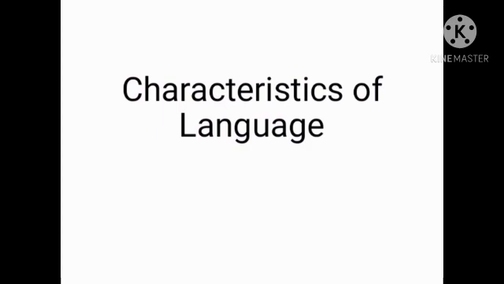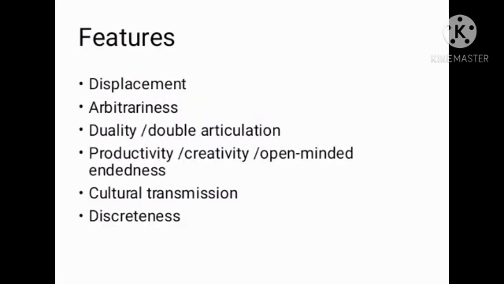Language can be better understood in terms of its properties or characteristics. Human language has 6 distinct features which are not seen in the communication system of animals. They are displacement, arbitrariness, duality or double articulation, productivity, cultural transmission, and discreteness.